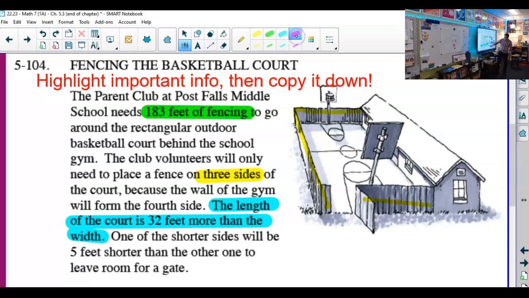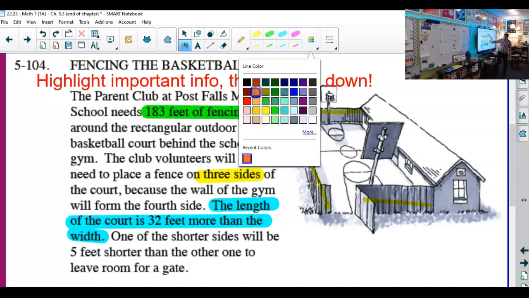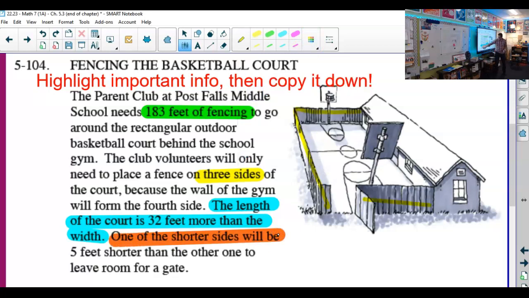Shorter side is 5 feet shorter. Why? To leave room for the gate. Oh, the gate. So this, guys, you have to buy a gate separately, right? Gates are a separate piece. It's not the fence. So we have, okay, this is our short side then, if I was drawing a picture.